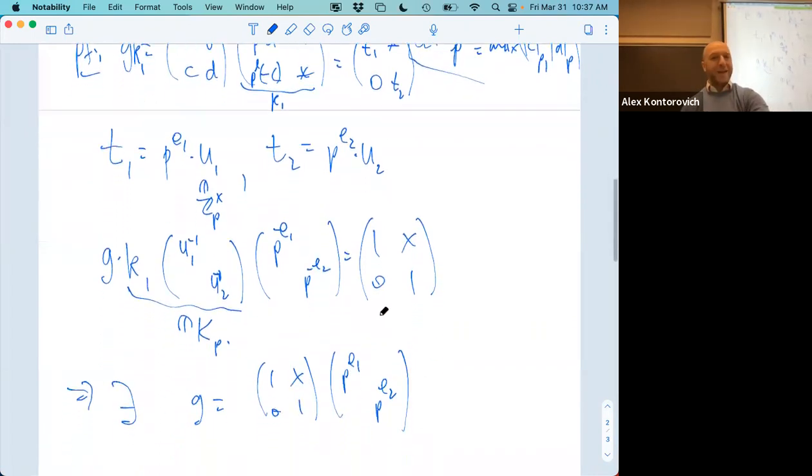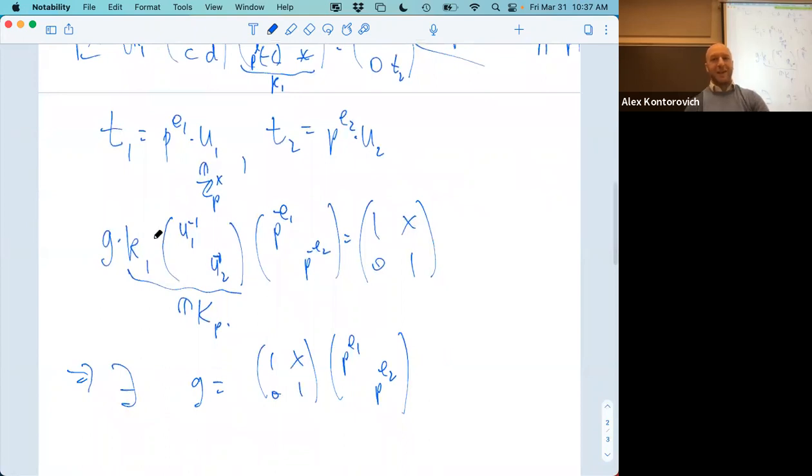So far I haven't made any choices. Times an element of K, let's call this K2 in KB. The question is, is this unique? And the answer is no. So let's see why not.